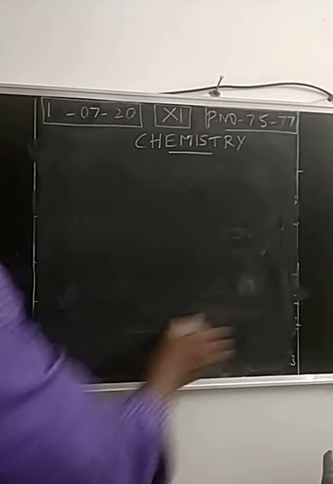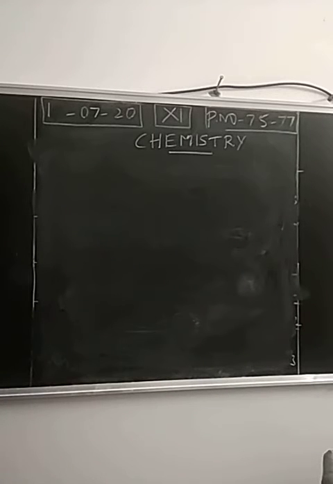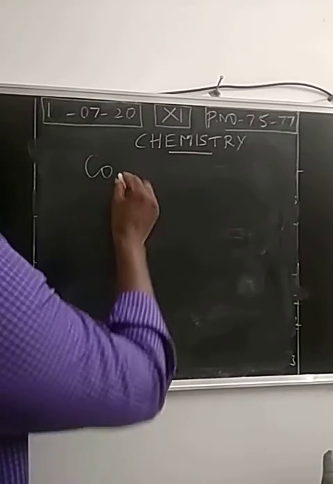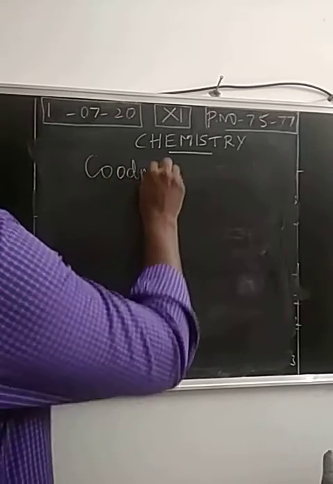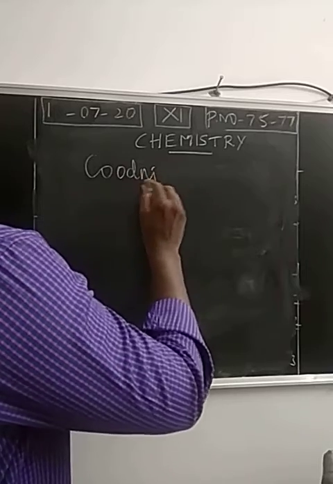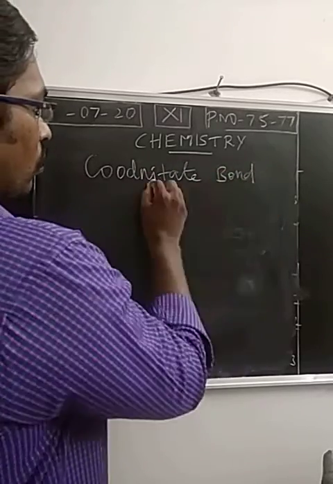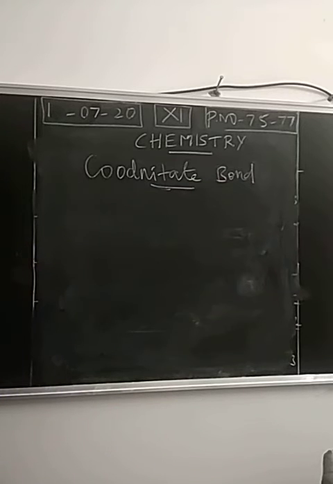Two types of bonds we have completed: one is covalent bond, another one is ionic bond. The third one is coordinate bond or coordinate covalent bond. So this is called coordinate bond or coordinate covalent bond.